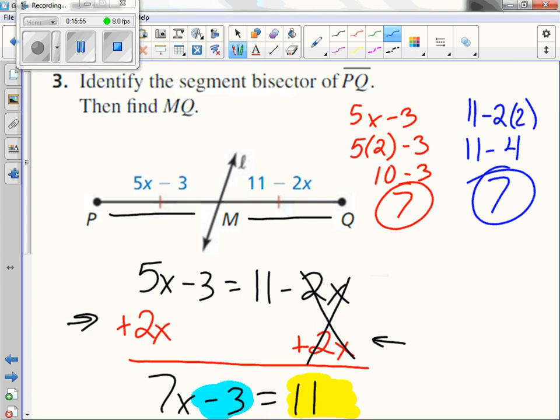So it doesn't matter which equation we use. We can use either one, and it's still going to give us the same value. So the length of MQ is 7. Because again, as we said at the beginning, these two are congruent. They're going to have the same length. And that's all we have to do to find this here.